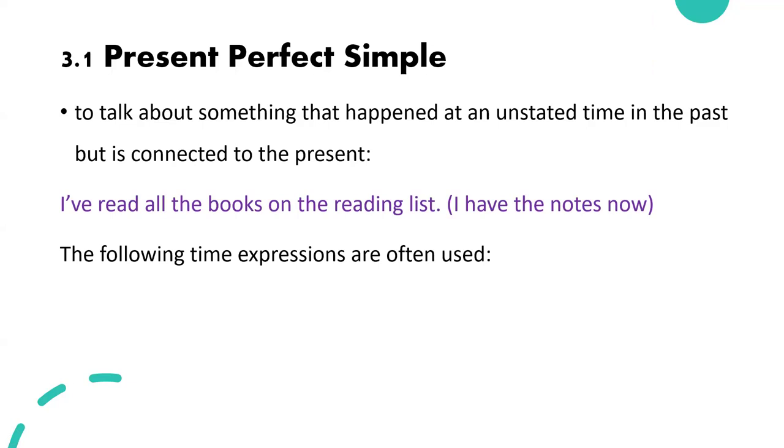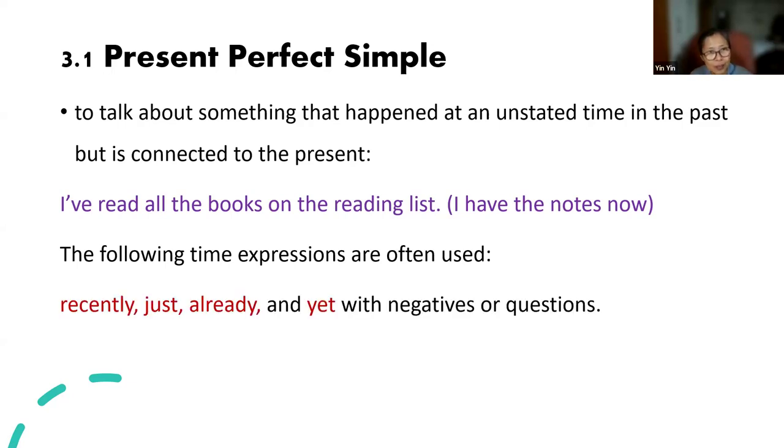The following time expressions are often used. About time expression: recently. I have read all the books on the reading list recently. Oh, I've just read all the books in the reading list. Oh, I have already read. I just read. I haven't read yet. Recently, just, already, writing in a positive sentence.